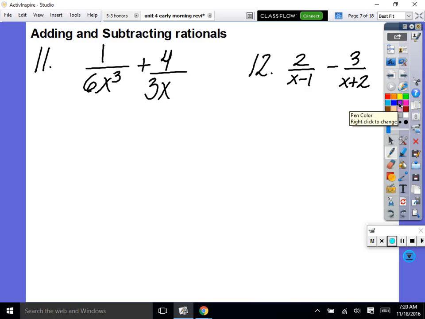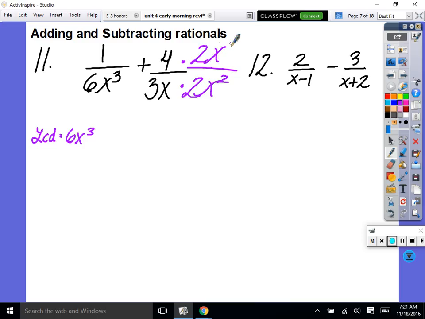So, common denominator. In this one, isn't my least common denominator 6x cubed? Can't we make 3 of 6? And then we can make x cubed. Does everybody see that? So our least common denominator is 6x cubed. Okay, so this already has that. We need to make this 6x cubed, so we need to multiply by 2 and x squared. So we're going to do that to the top.